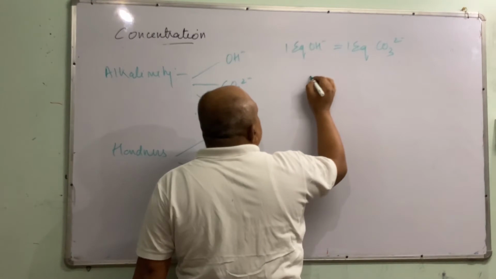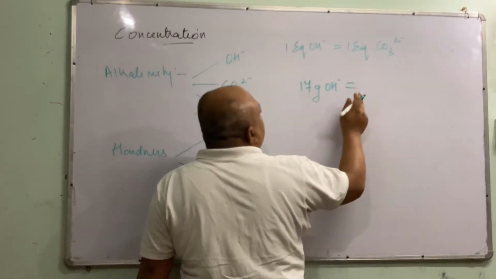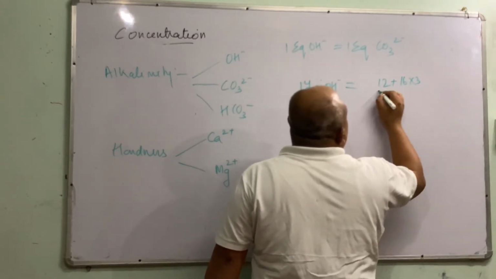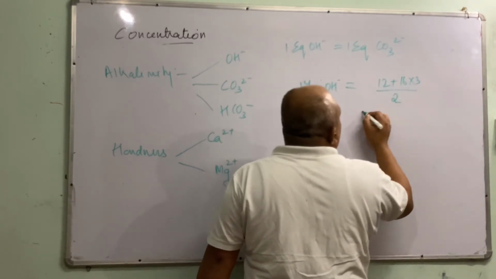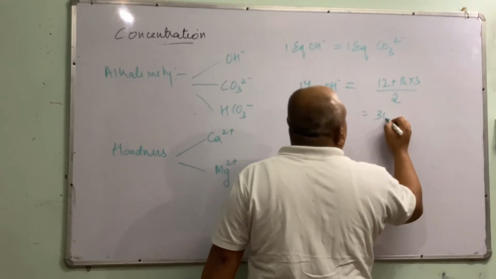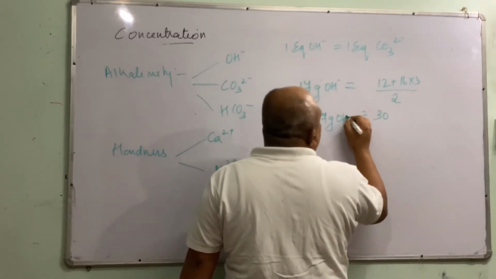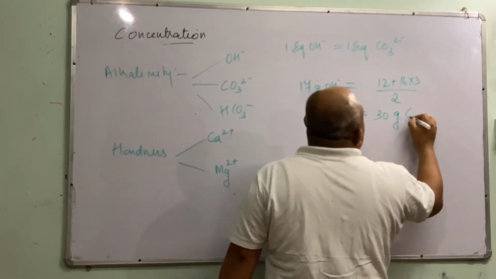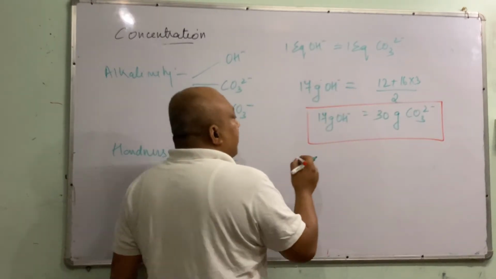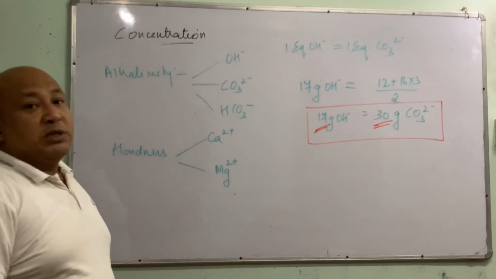OH means O is 16 plus 1, so 17 grams of OH will be equal to, what is CO3? 12 plus oxygen 16 into 3, divided by valency, which is 2. So 3 sixes are 18, 3 ones are 3, 48, 4 50 is 60. 60 by 2 is 30. So 17 grams of OH is equivalent to 30 grams of CO3 2 minus. Is that clear? See, the values 17 and 30 are not the same. So my point is you have to convert everything in terms of equivalent.